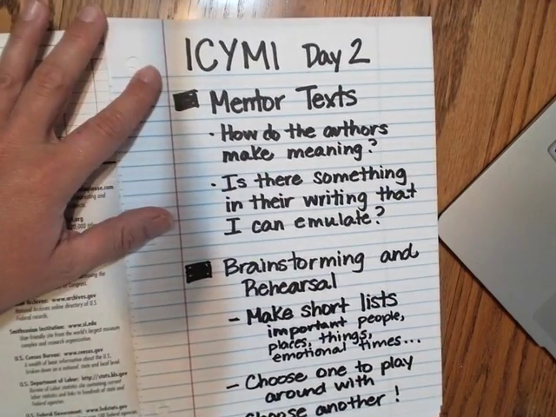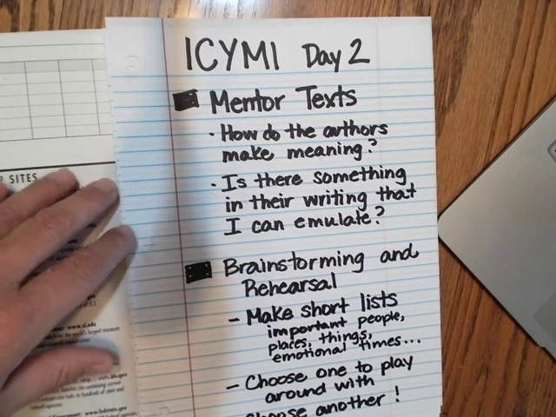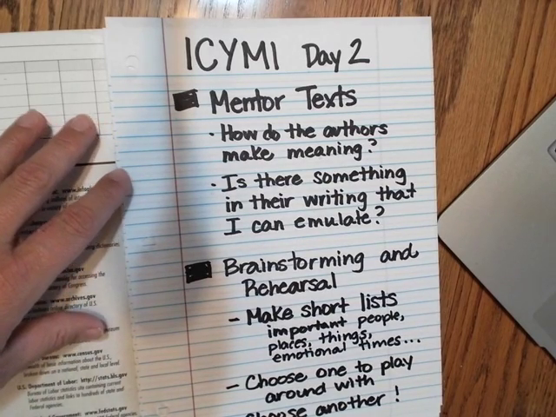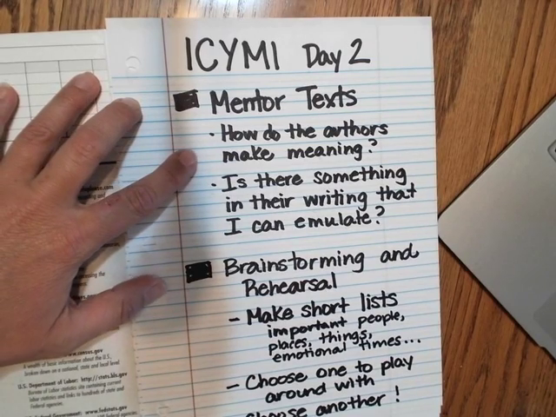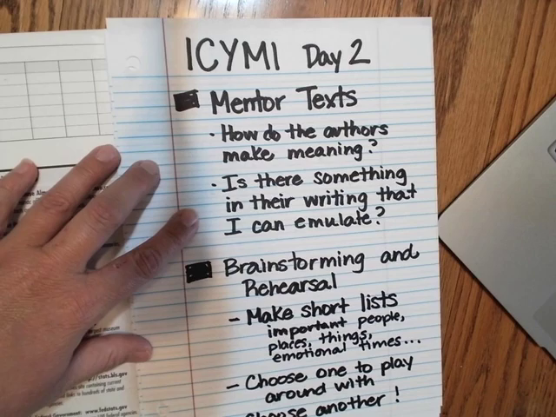With a mentor text, the first step you want to do is read it all the way through for enjoyment. If it's a long text, you might want to chunk it into sections, reading in each section that you need to. Some questions you might think about are, how is this author making meaning? And is there something in their writing that I could emulate as I try to make meaning in my writing?